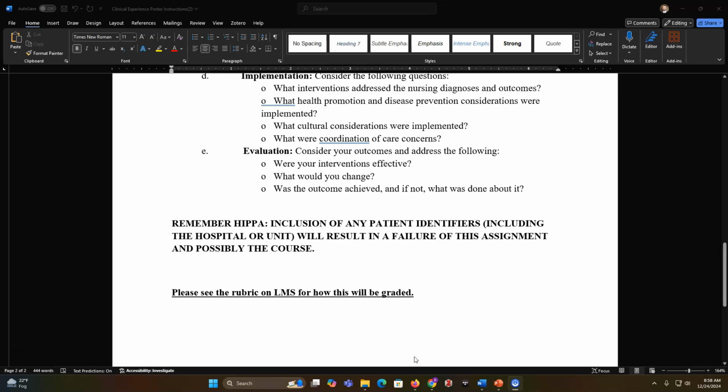Just go into this, and then was it achieved or not? And if not, then what did you change it to, or what were your next steps? Or even if it was achieved, then what were some of your next steps? So just look at your patient identification and your patient's history and what's going on with them, and wrap it up as a nice case study.